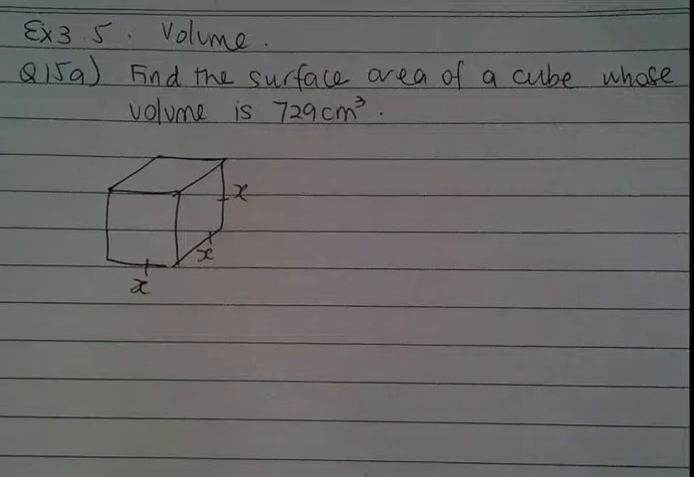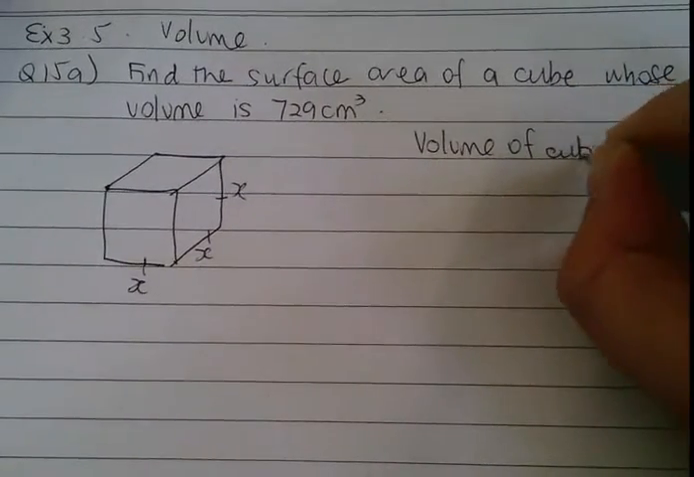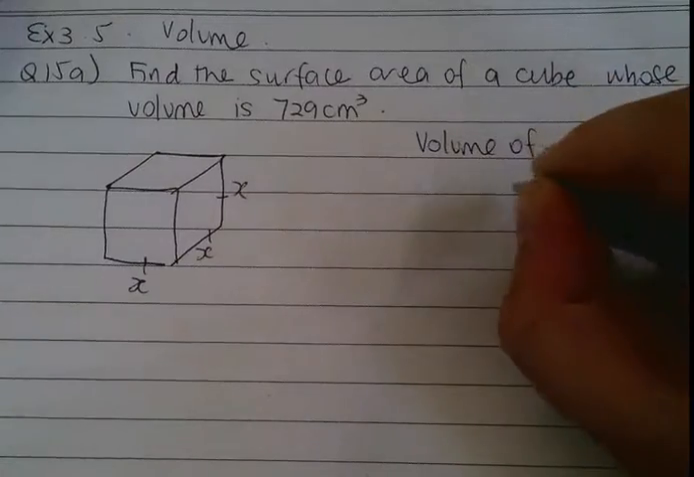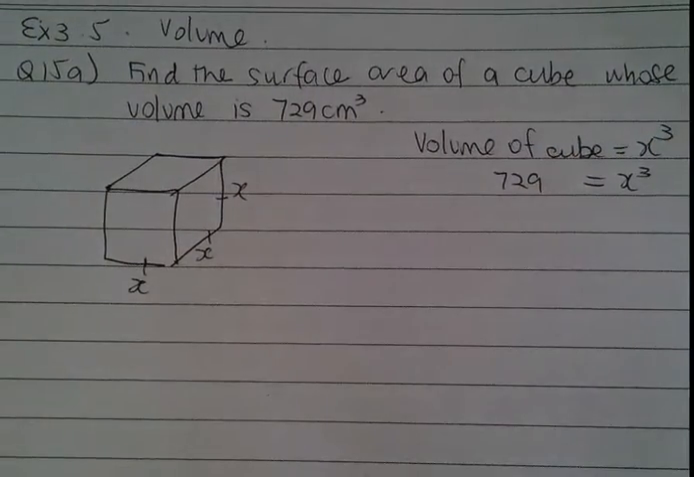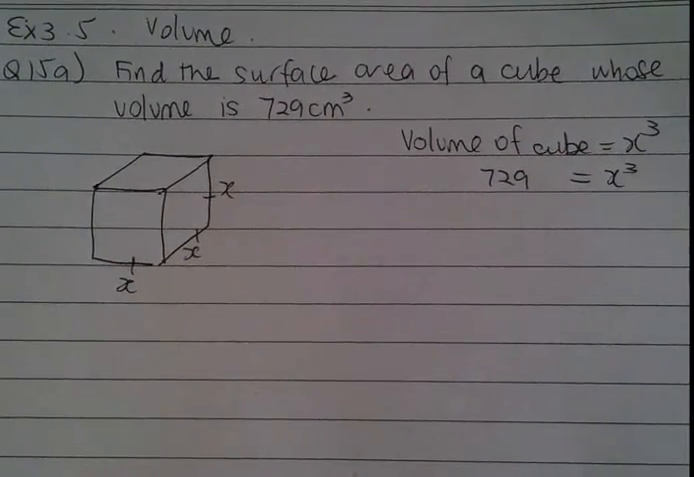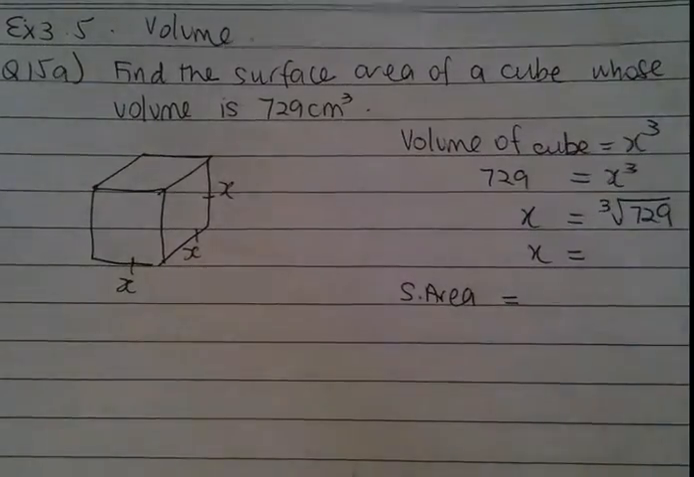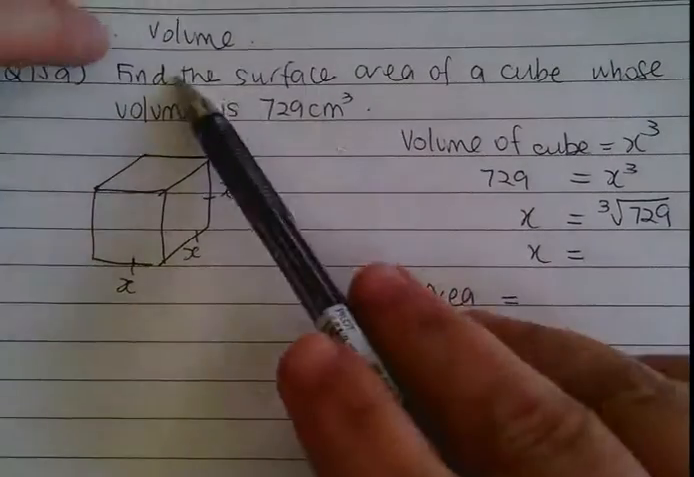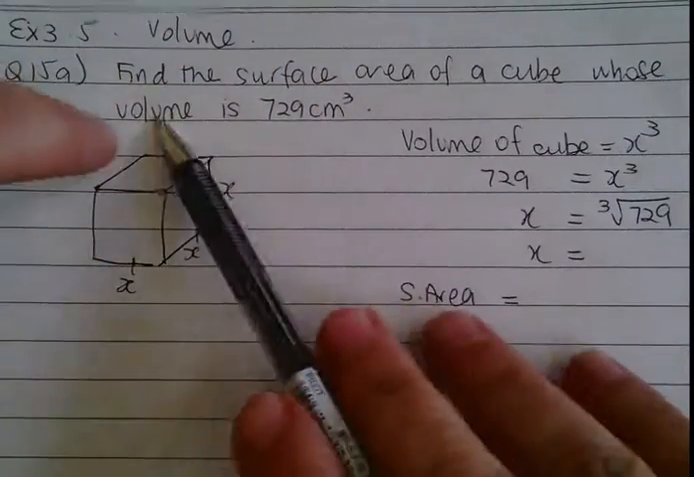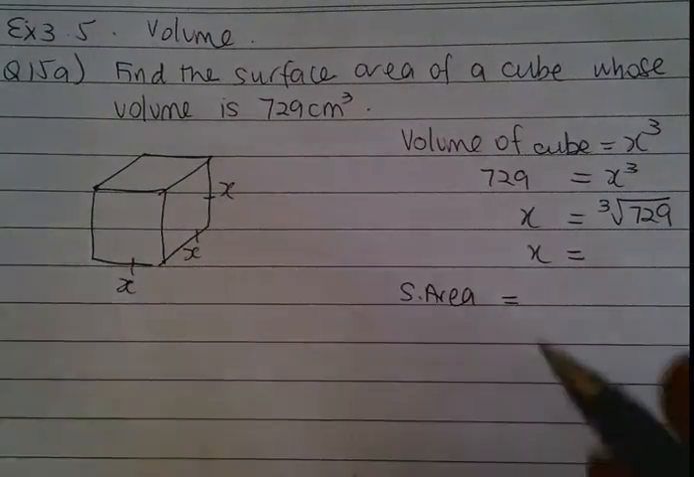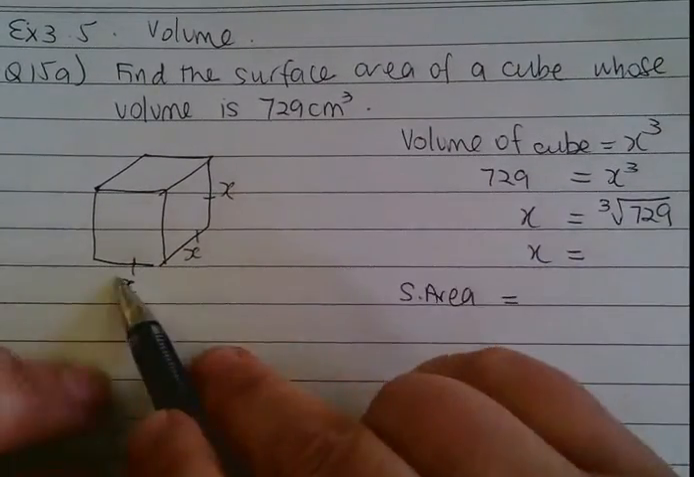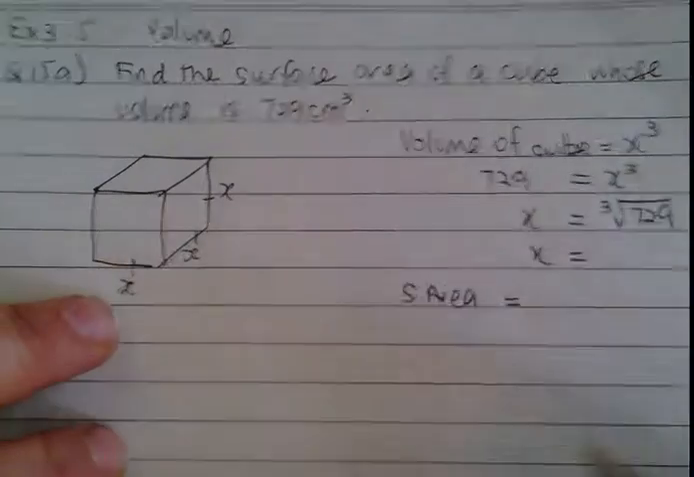What do you think I can do here? The volume of a cube is x cubed, so 729 is x cubed. Okay, girls? This question can be asked two ways. They can ask you to find the surface area if they give you the volume, or to find the volume if they give you the surface area. One or the other. If the volume is given, you just write out the formula for volume.